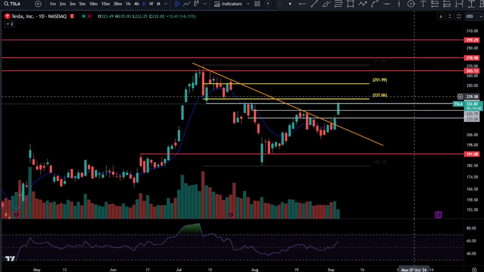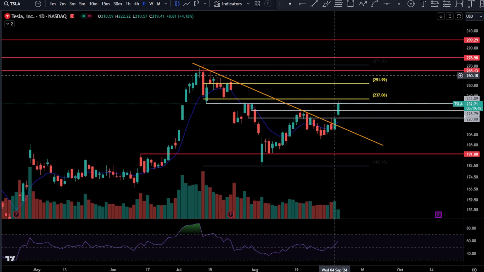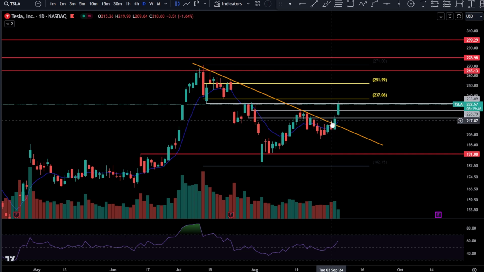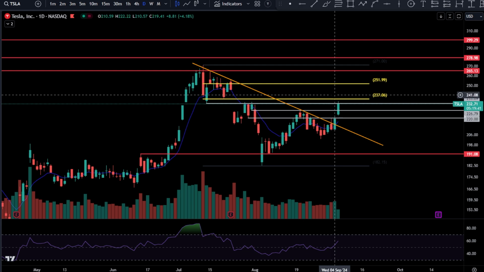All right. Guys, Tesla absolutely exploded today. We got our breakout yesterday. We started getting it testing this trend line at the beginning of the week. Start off the week on Tuesday, and then you get your breakout yesterday and increasing volume.